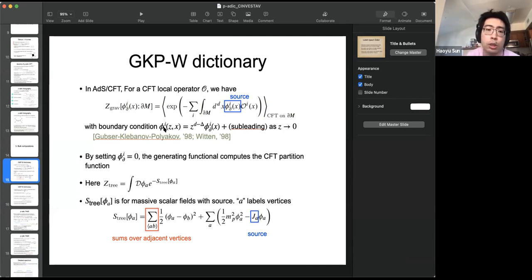So it is true if the boundary condition is satisfied as follows, as you move towards the conformal boundary. And then by setting the source to be 0, the generating function on the right-hand side should compute the CFT partition function.